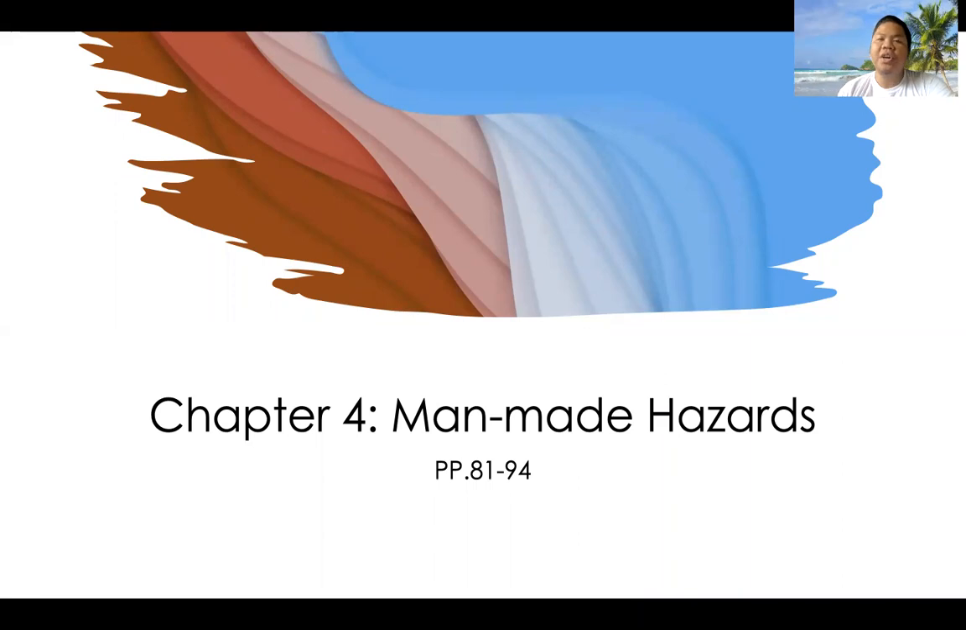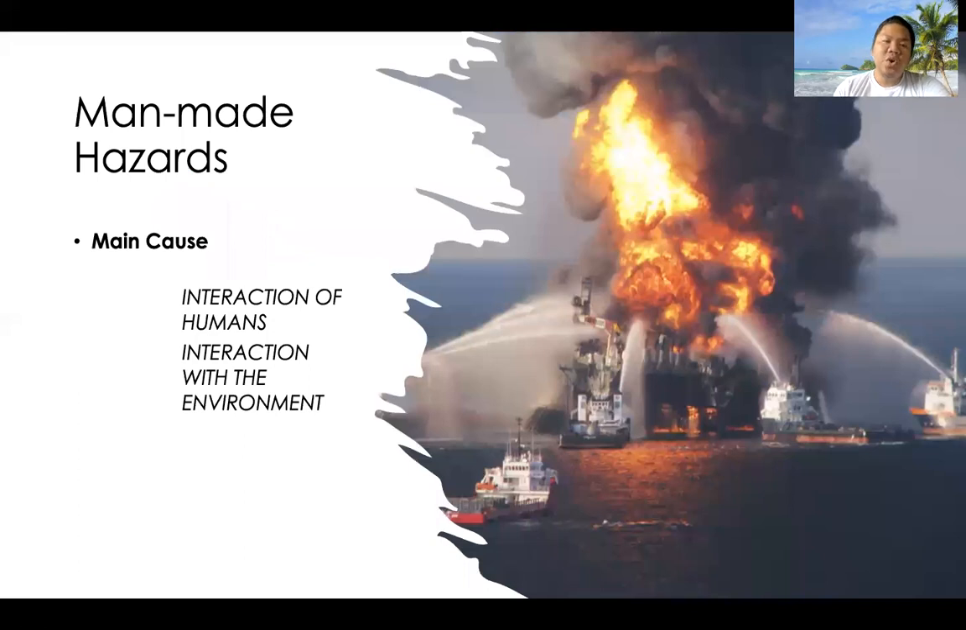We are already at chapter 4 of our discussion about man-made hazards. This can be found in your book from pages 81 to 94. Let us begin. So we are done talking about natural hazards, no? And at this point we'll be talking about man-made hazards.